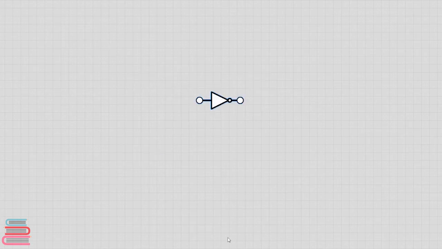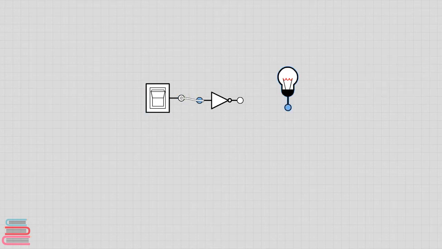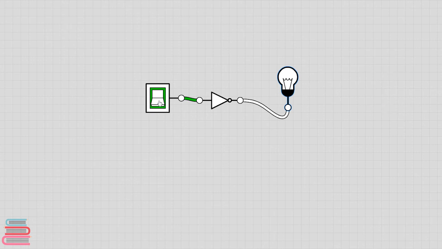Now we have a NOT gate here. A NOT gate can have only one input, a switch to control its power, and a light bulb. Now I'm connecting them. Here the switch is turned off. That means the input is 0. So the output is 1, which means the bulb is glowing. And when I turn on the switch, that means the input is high or 1, the output would be 0, that is low. This is how a NOT gate works.